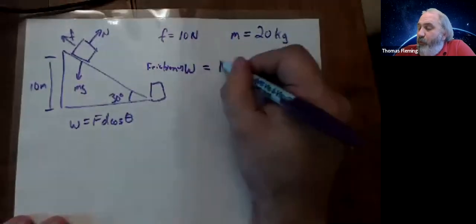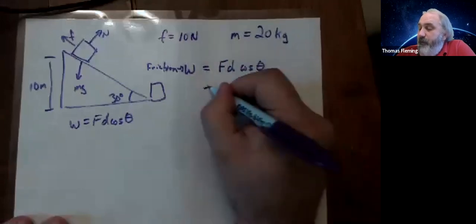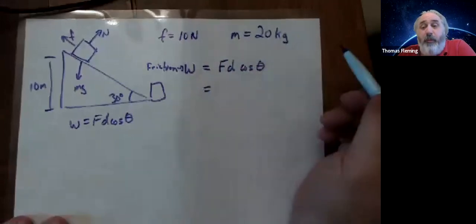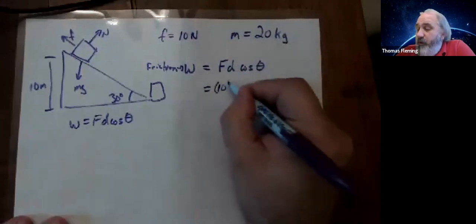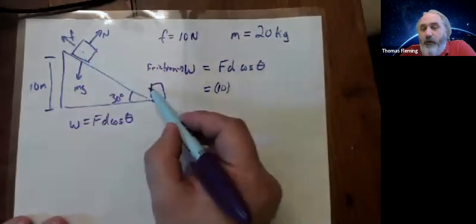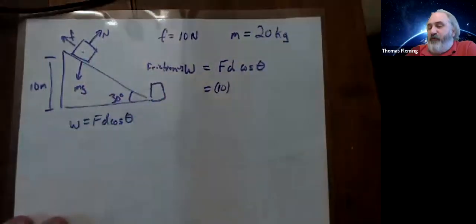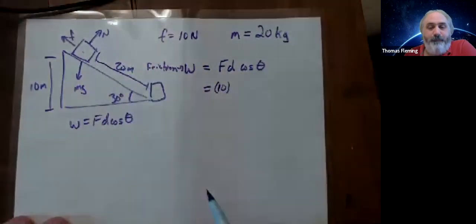So it's going to be the force times the distance times the cosine of theta. And the force of friction was given in the problem. I told you flat out it was 10 newtons. So I know that F is 10. Now the distance it's going to travel is from here to here. We figured that out back when we did the previous problem. We know that this distance right here works out to be 20.